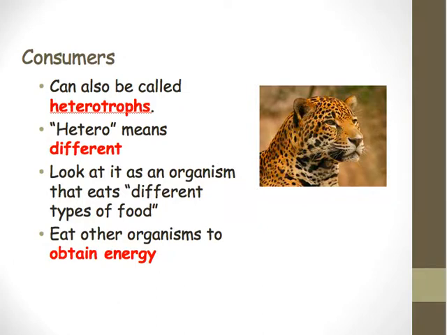Okay, so now we have consumers. Consumers are called heterotrophs. Hetero means different, and trophs obviously means nourishment, so different nourishment. They can't make their food. They have to eat other organisms to obtain their energy. So this is where the food chain or the food web comes in, and we'll talk more about that as we go through this video.